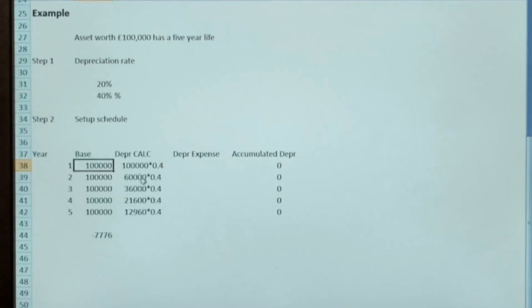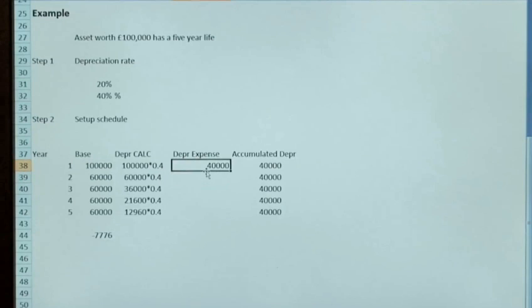So I'm going to say I've got my 5 years, and I've got my base of 100,000. So my depreciation calculation is going to be in year one, 100,000 times 40%, times 0.4. So that is 100,000 times 0.4 equals 40,000. So we've got an accumulated depreciation of £40,000.